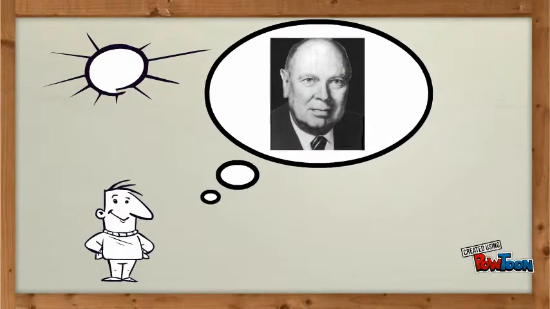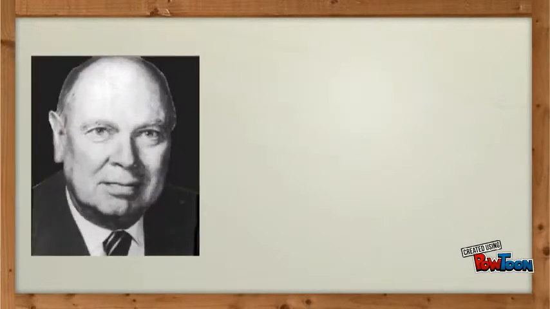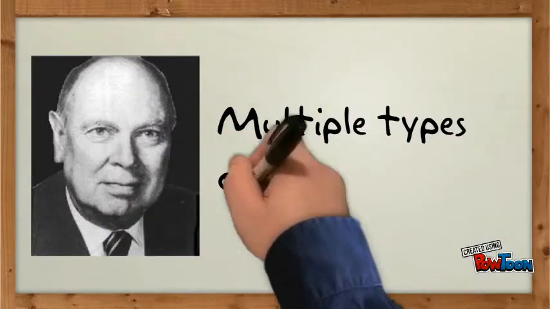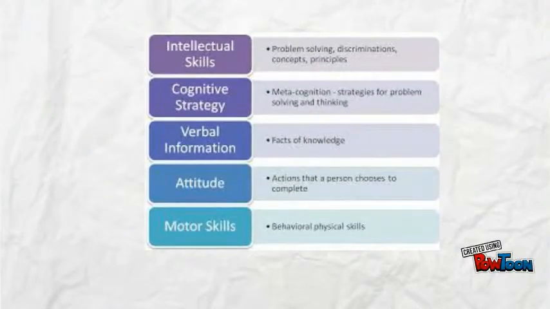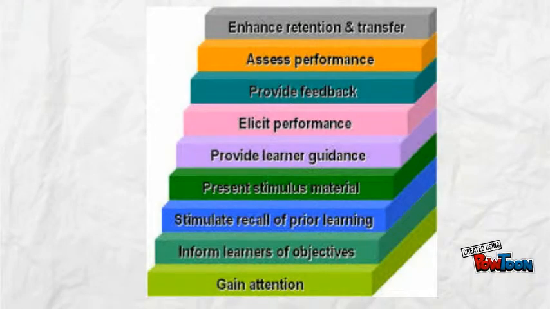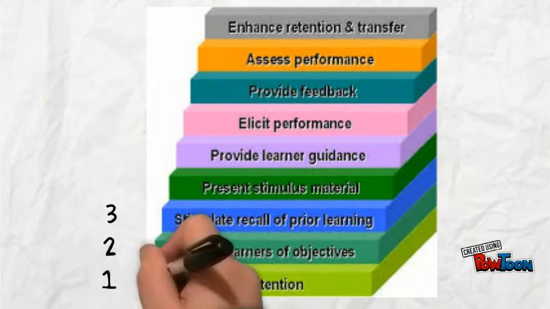We will introduce now our friend Gagné. In his case, he claimed that there are multiple types of learning. Learning has 5 different categories, and each type of learning requires different instruction. For learning to occur, he proposed the 9 phases of learning, which must be executed in a sequential order.